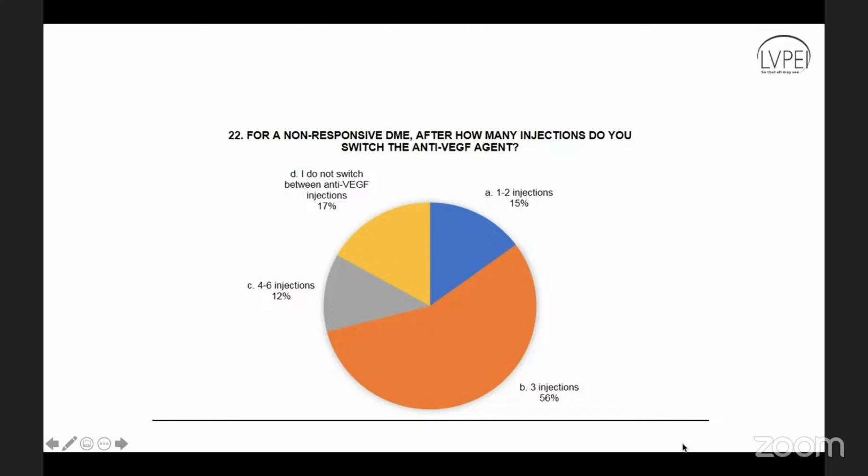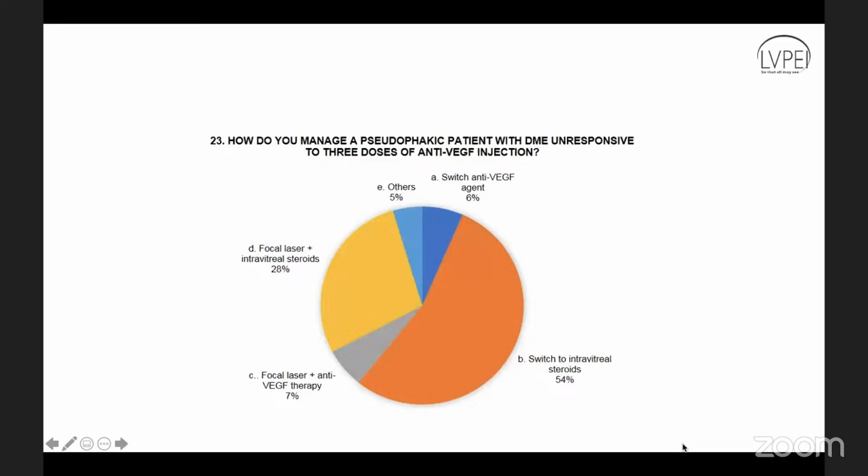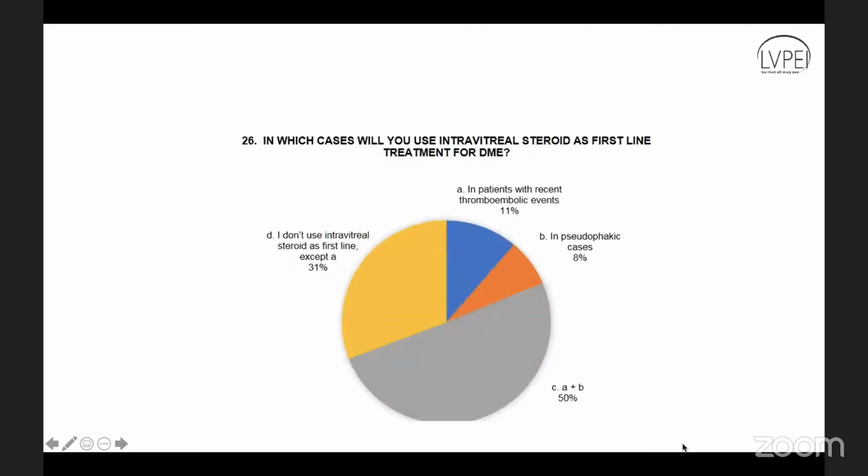The Vitreoretinal Society of India did a survey on after how many injections you would switch. Some doctors would switch by 2 injections, but most would switch. Almost 70% would switch by the third injection if there is no response. And if there is a need to switch, many doctors actually switch to steroids rather than switching anti-VEGF agents. But in general, what we would prefer is if there is a lot of edema, you should go for aflibercept. If there is mild edema and good vision at baseline, you can use ranibizumab or bevacizumab.